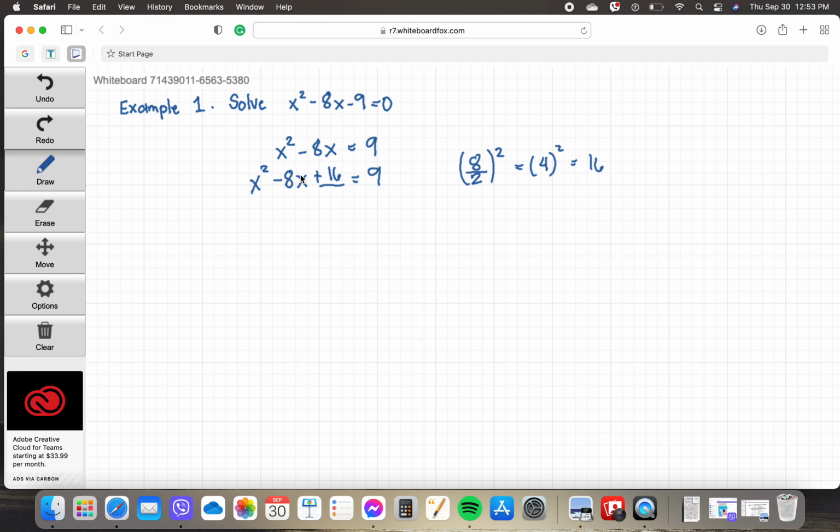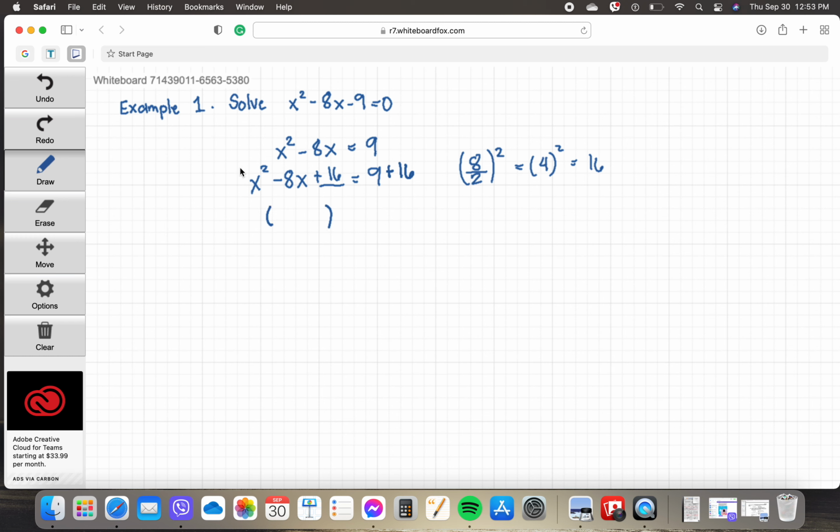So 16 yung kailangan nating i-add in order for this to be a perfect square trinomial. So whatever we add on the left side, we also need to add it on the right side. So magpa-plus 16 din tayo doon. So now that this is already a perfect square trinomial, the next question would be, ano yung factored form niya? So, again, how do we get the factored form?